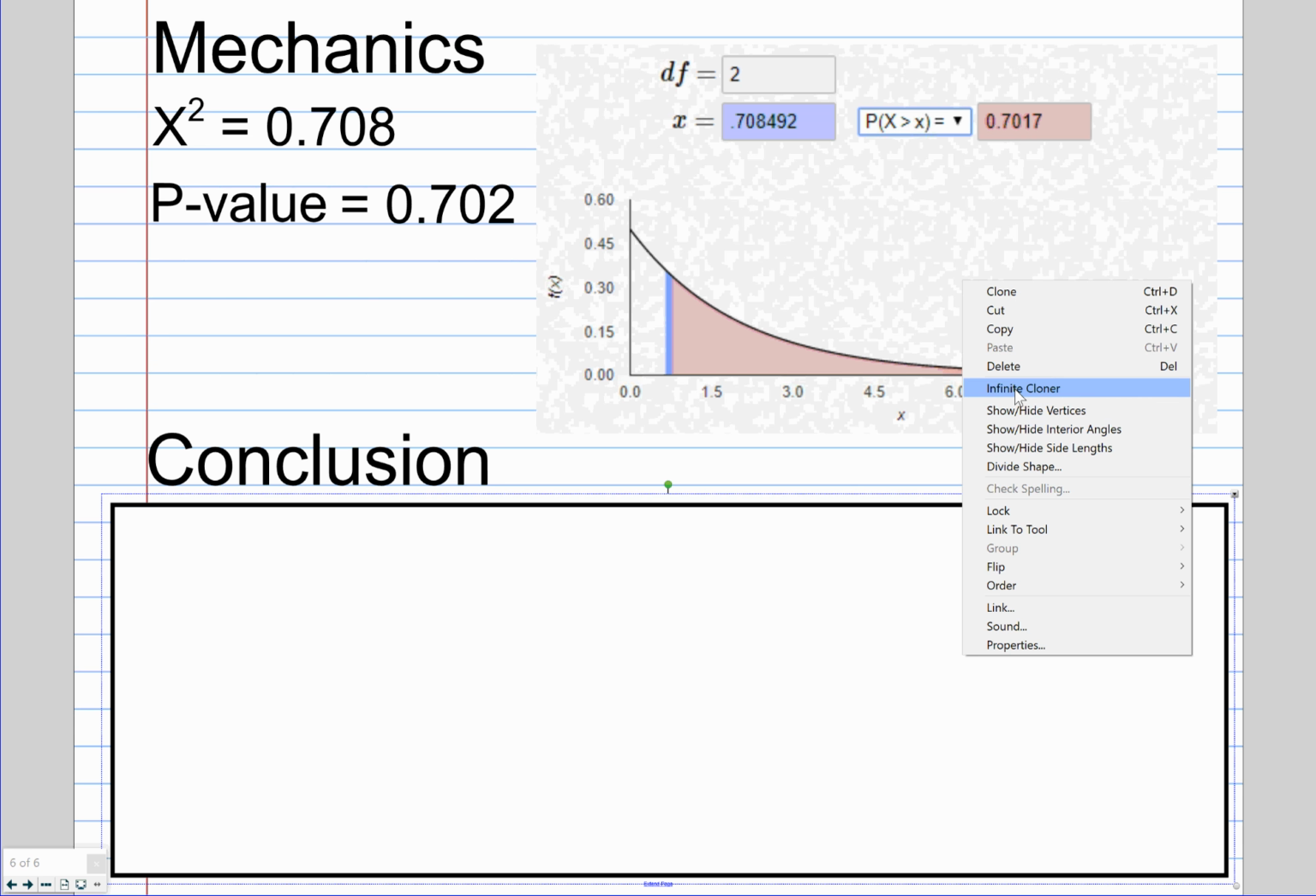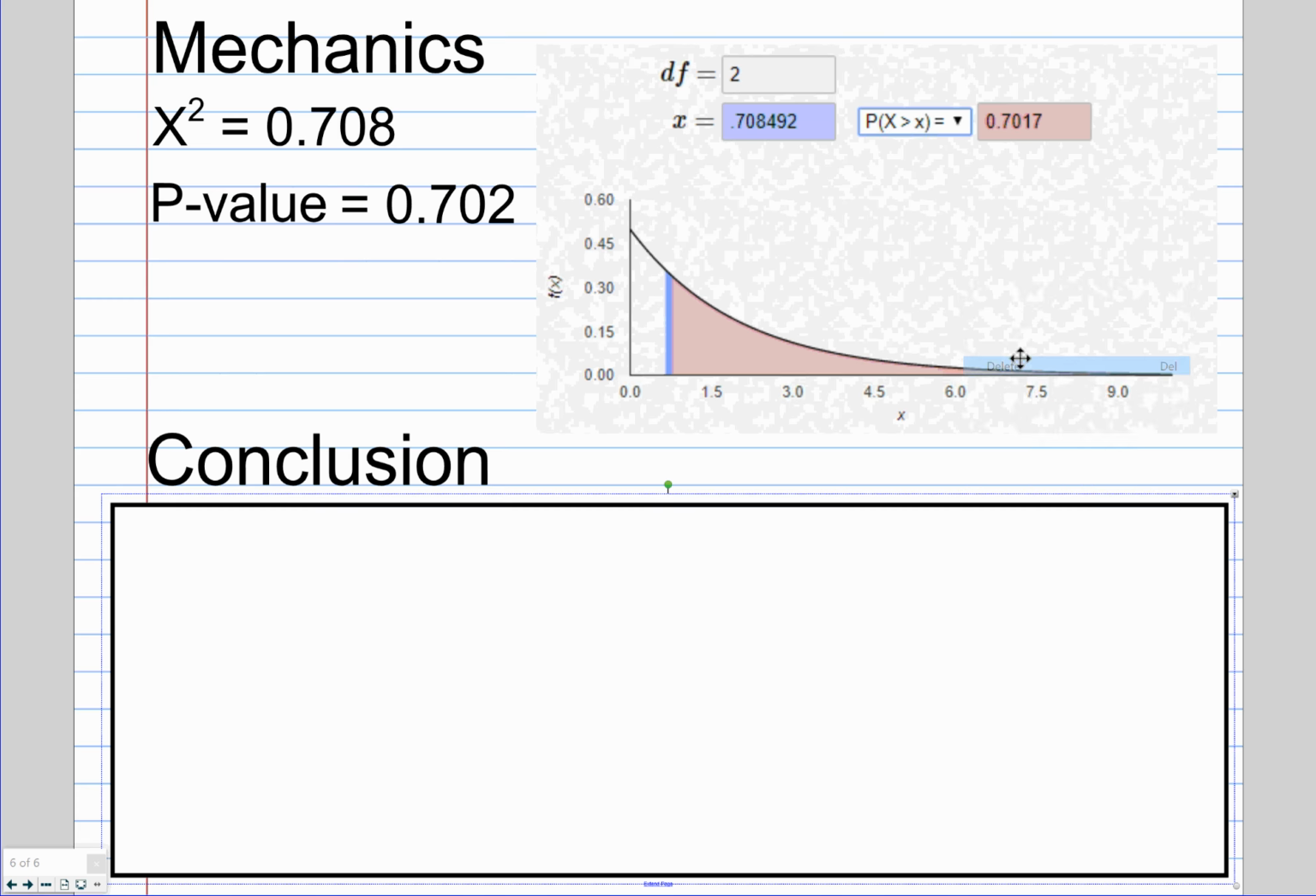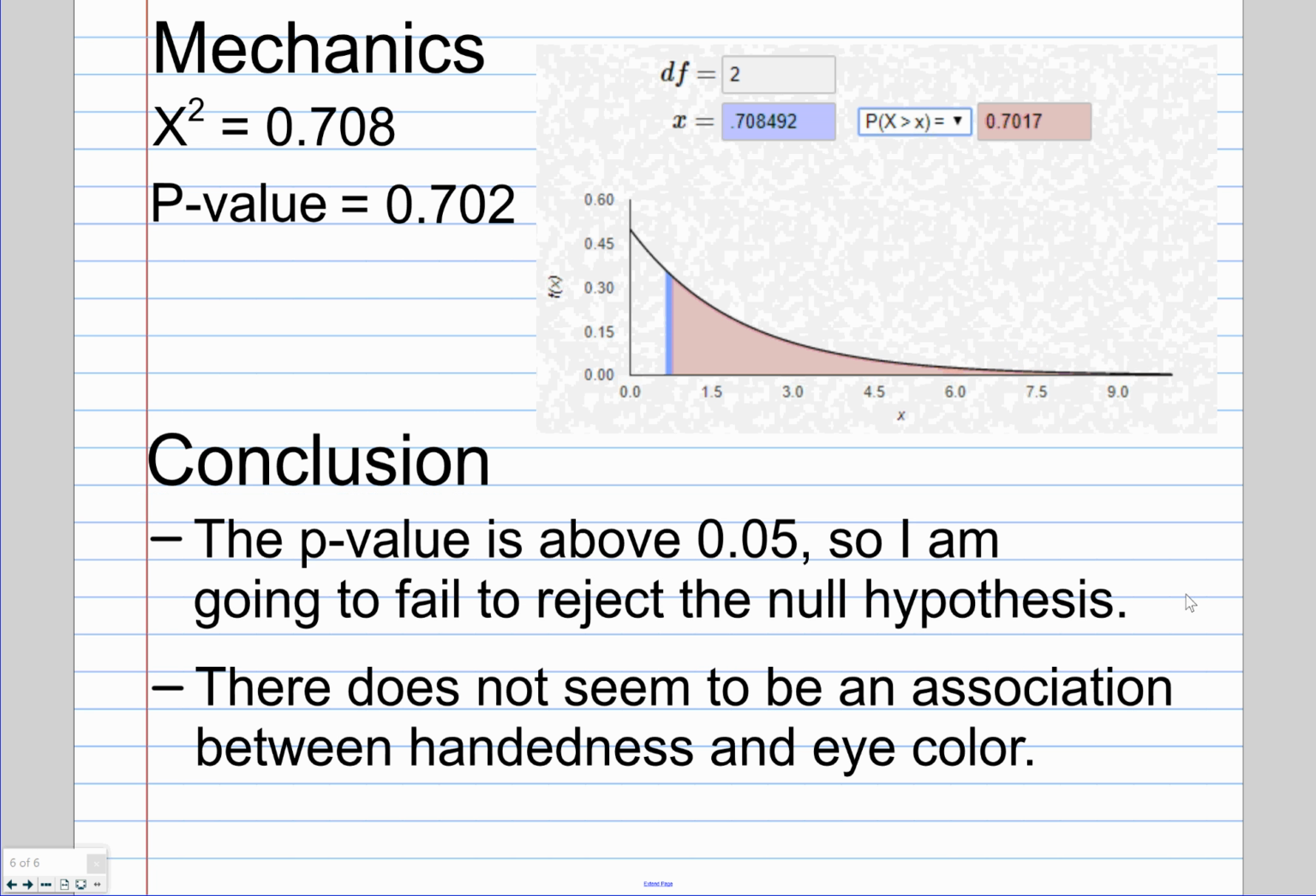So you'll notice the conclusion is we are failing to reject the null hypothesis. There's not a relationship between handedness and eye color. We're going with that they're independent, which is what you guys thought initially, that there's no relationship between eye color and your dominant hand. Exactly. Science wins.